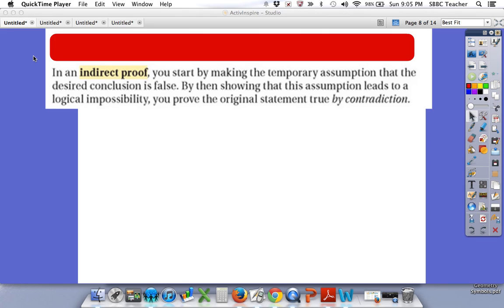There are different types of proofs we learned so far. We've learned algebraic proof, geometric proof, and coordinate proof in 5.1, and now we're going to be learning about indirect proof. The goal of an indirect proof is to find a contradiction. An example of that would be as follows.